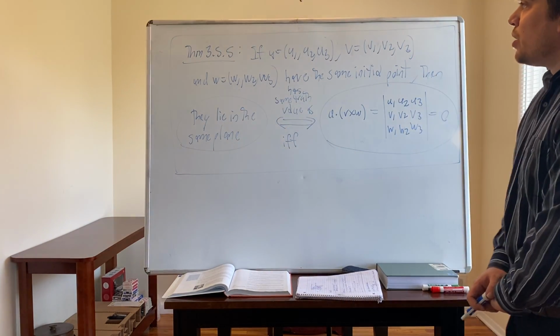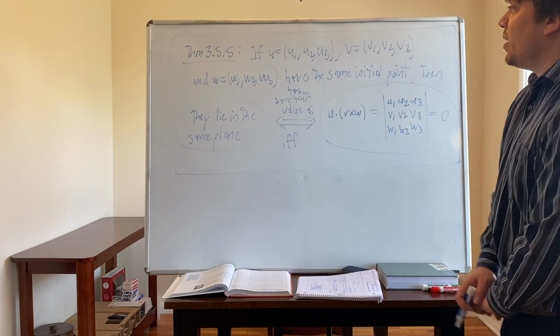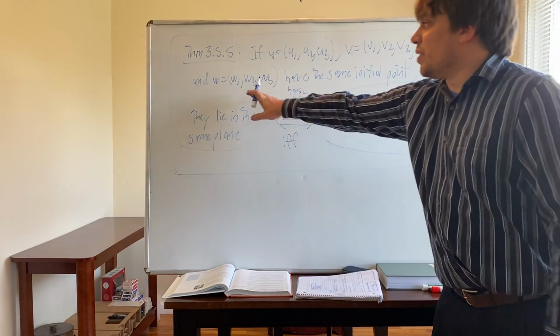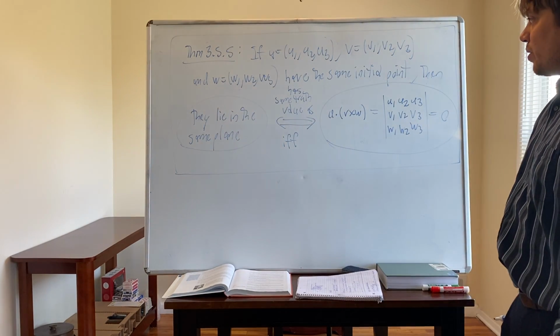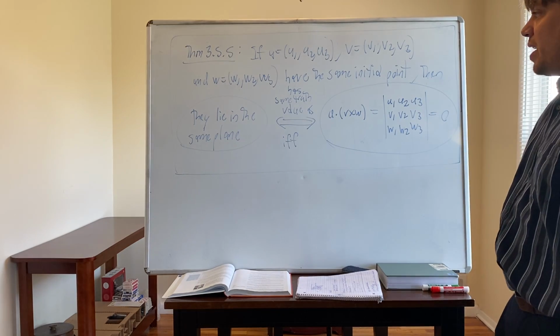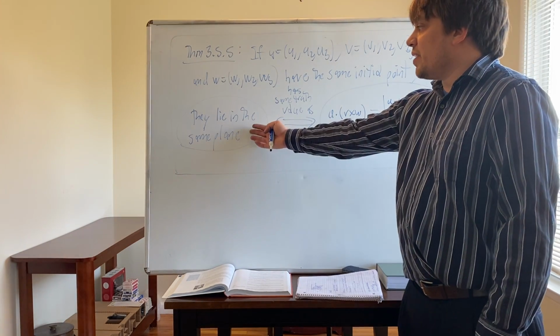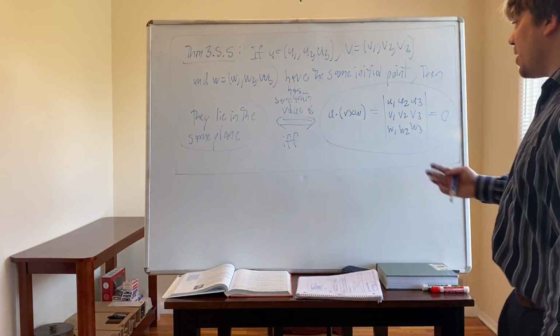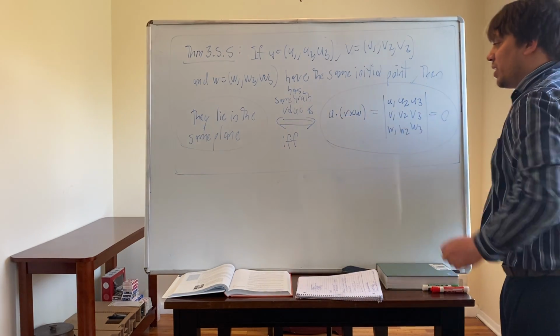Okay. So theorem 3.5.5: if u is that vector, v is that vector, and w is that vector, there are 3 vectors in R3. If they have the same initial point, then the statement that they lie in the same plane has the same truth value as the statement that their scalar triple product equals 0.